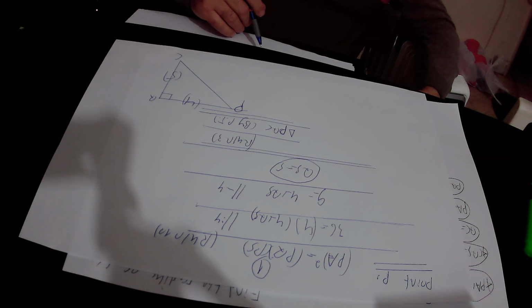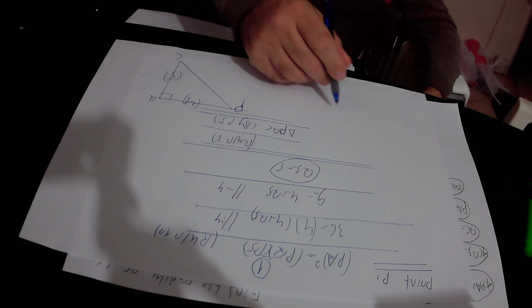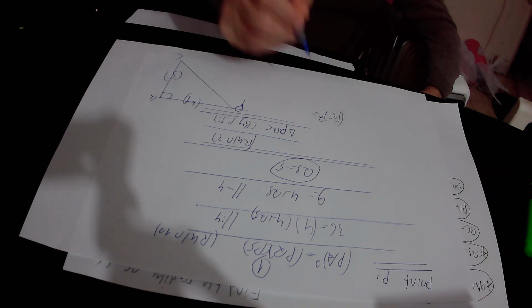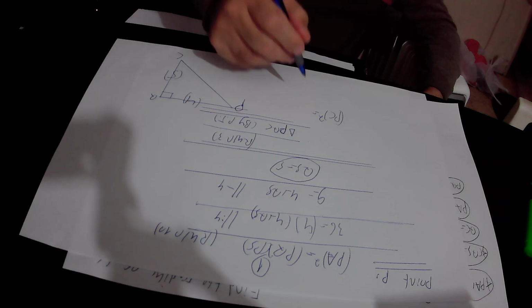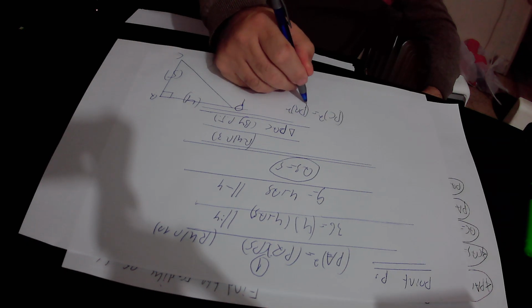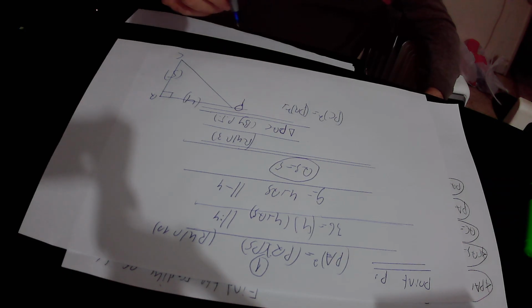So according to the Pythagoras theorem, here by PT is an abbreviation for Pythagoras theorem, in this right triangle PQC, PC square equals PQ square plus QC square.